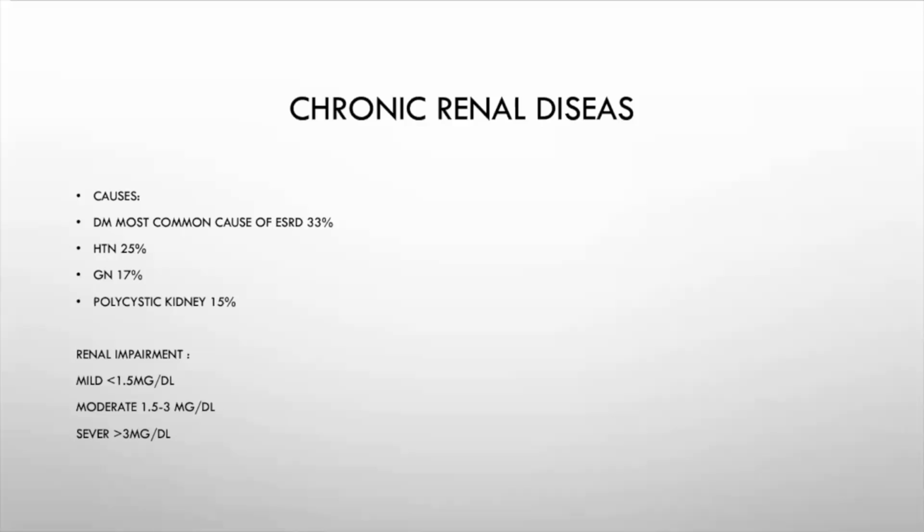All of you who could not answer this, write down the meaning. Keep on writing because I keep on repeating, so that you will never forget it in life. So GN means glomerulonephritis, and it accounts for 17%. This is another cause that leads to chronic renal disease in pregnancy. The other one is polycystic kidney disease, which accounts for 15%.